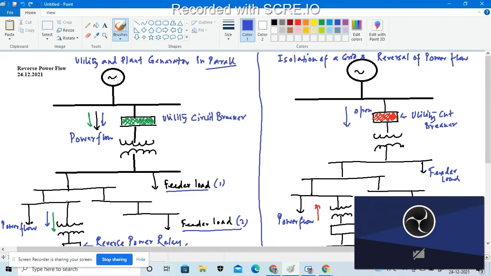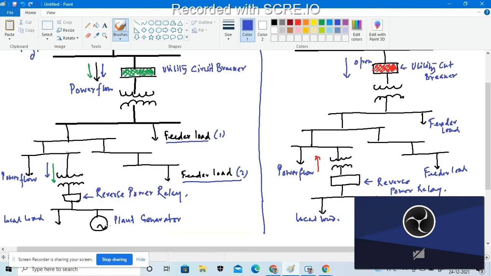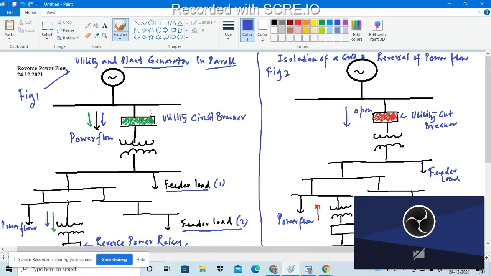So in this particular case, suppose this is my figure 1 and this is my figure 2. Okay, so figure 1 deals with the utility and the plant generator connected in parallel. That means this particular plant generator will be connected in parallel with my utility power circuit breakers. And figure 2 shows the isolation of a circuit breaker from the grid.